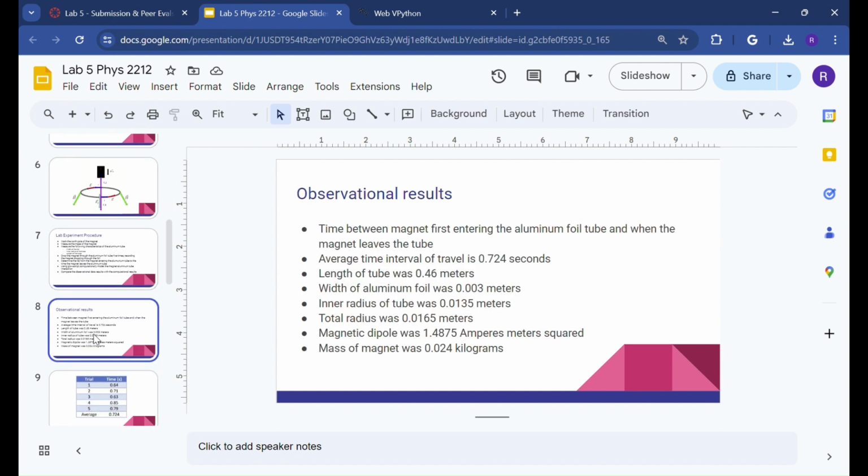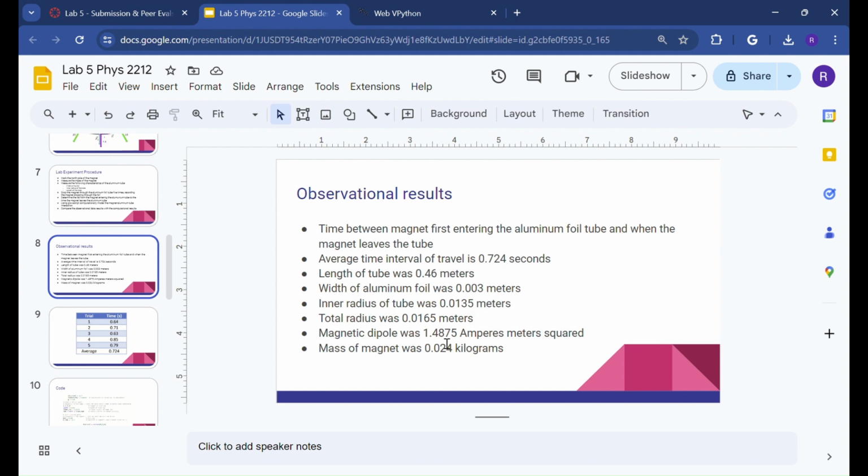Alright, observational results. Time between the magnet first entering the aluminum foil tube and when the magnet leaves the tube: the average time interval was 0.724 seconds. Length of the tube was 0.46 meters. The width of the aluminum foil was 0.03000 meters. The inner radius of the tube was 0.0135 meters. Total radius was 0.0165 meters.